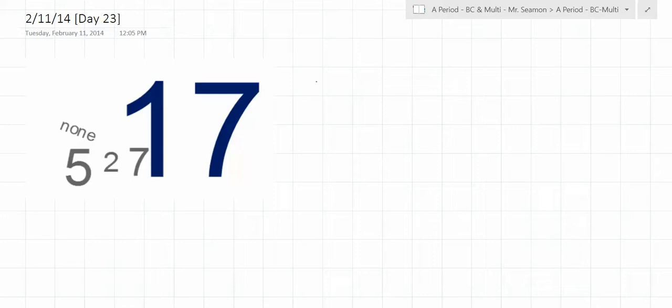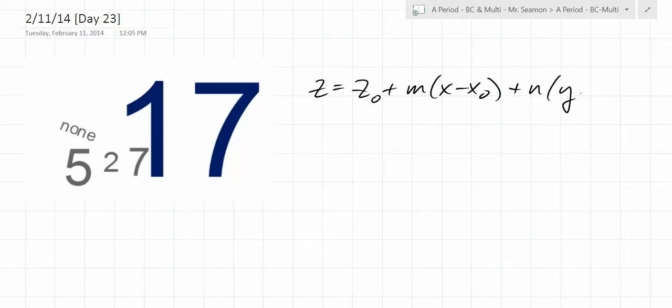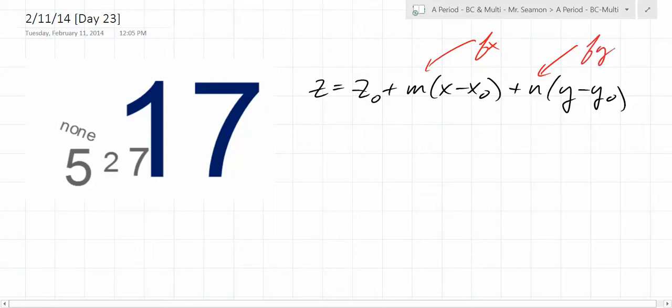Which form of the equation of a plane do we like working with? It was z equals what, plus what, minus x naught... oh, not y. Sorry, it was y. Thank you. And y minus y naught, and we now know that was just fx, right? And that was what? Fy. Exactly. So on number 2, we had a bit for number 2.